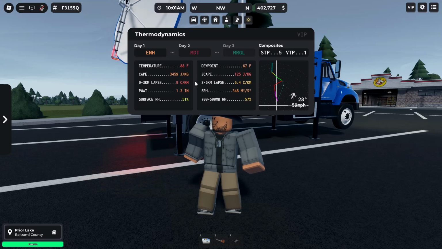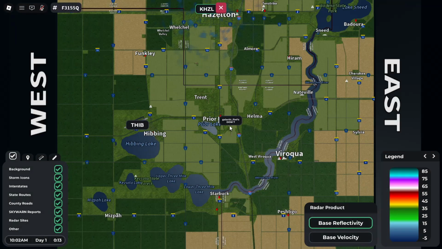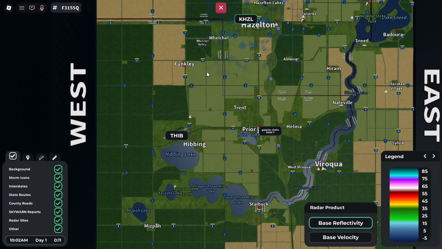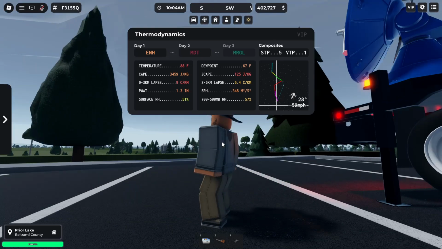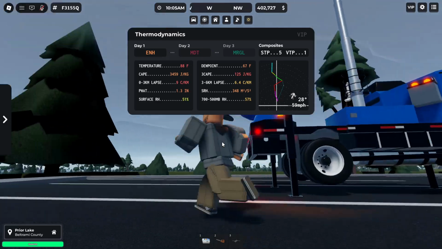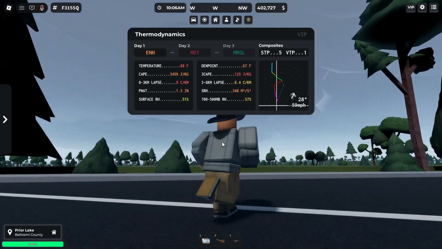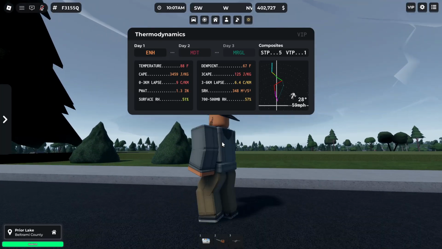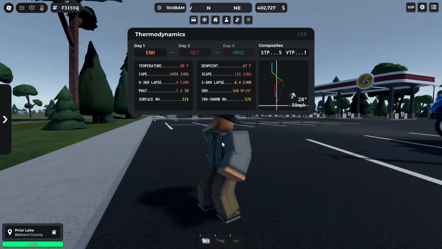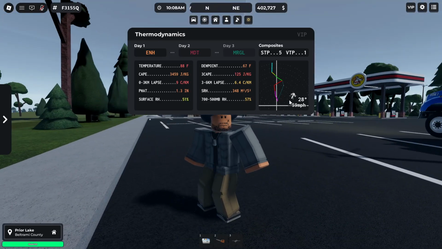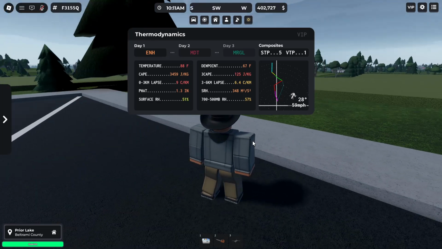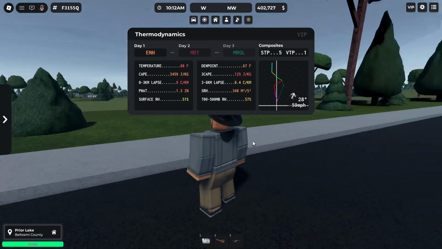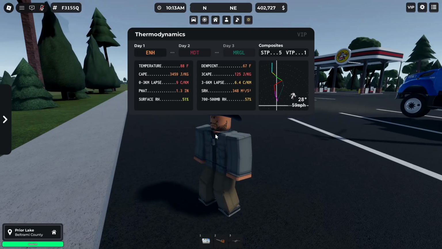It's a fairly moderate CAPE, which is good enough, and probably what gave today the enhanced risk itself. You'll see storms probably popping up here soon. It is only 10 a.m., but right there's our storm. And being that these have a north by northeast motion at 59 miles an hour, that means they're going to be fairly quick movers to the north by northeast.